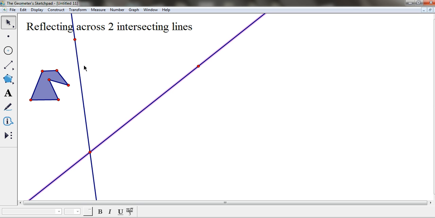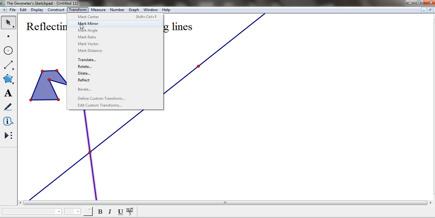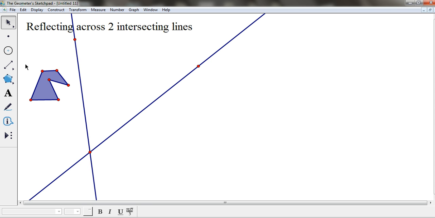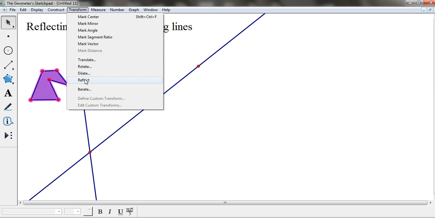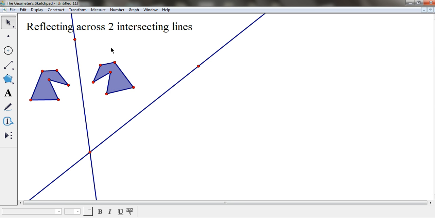So, two reflections. So let's start with the first reflection. I'm going to mark my line as a mirror. Then I'm going to take my figure and reflect it. So I've done reflection number 1.